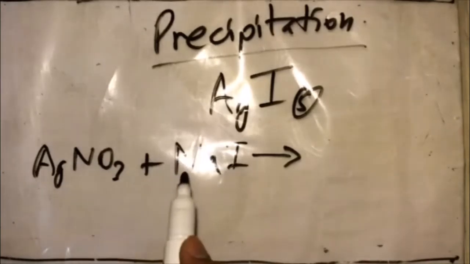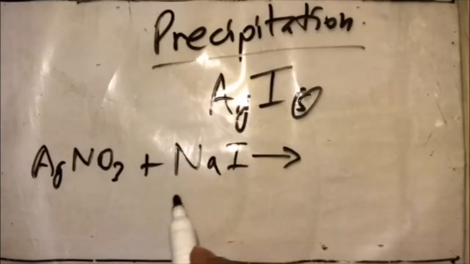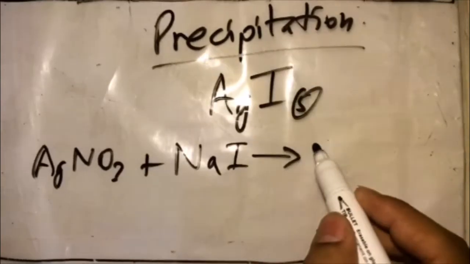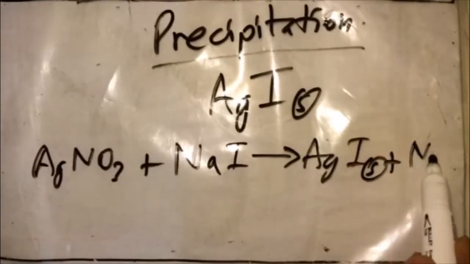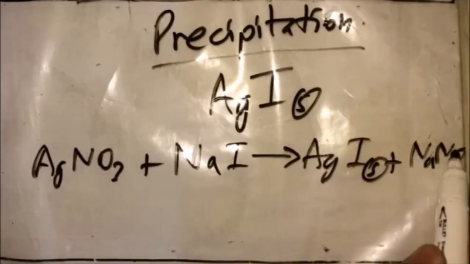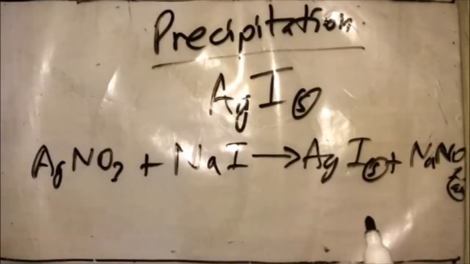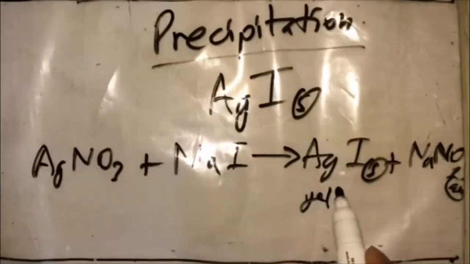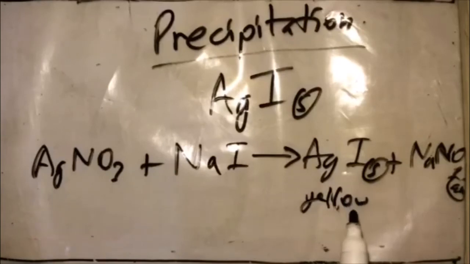Equal quantities of both the reactants are taken in a beaker and stirred. The reaction of these two will produce silver iodide solid and sodium nitrate aqueous. Now this silver iodide is a yellow precipitate. It is filtered out from the solution and is washed with distilled water and then dried in an oven.